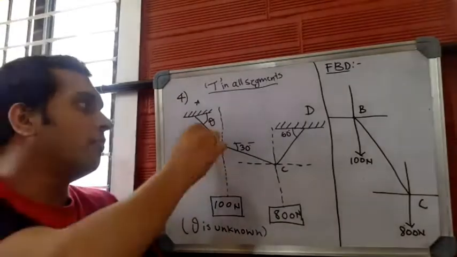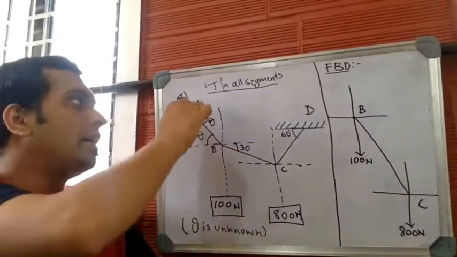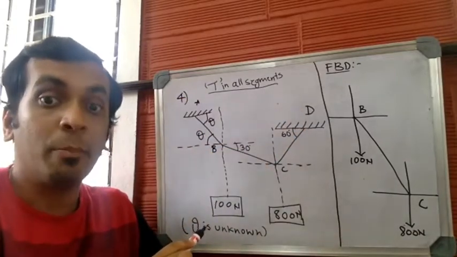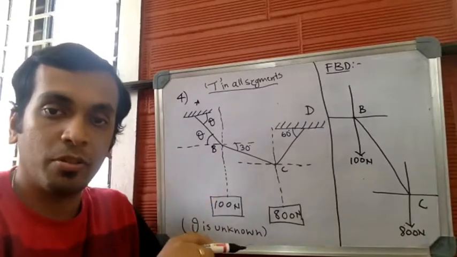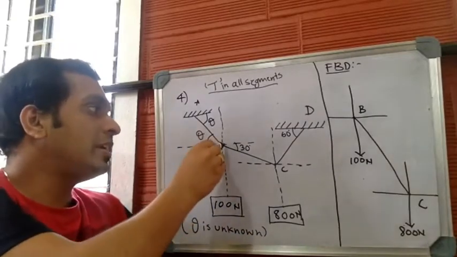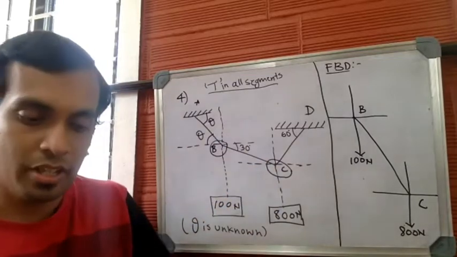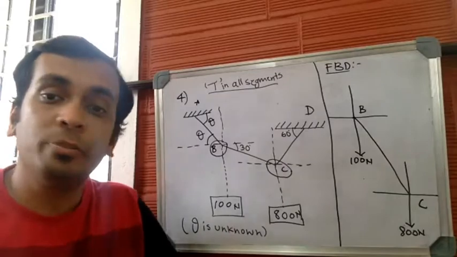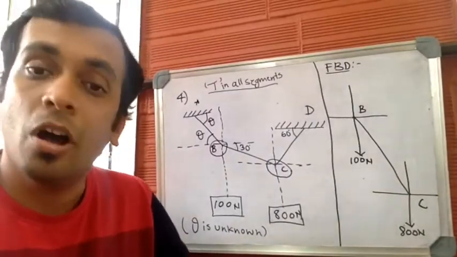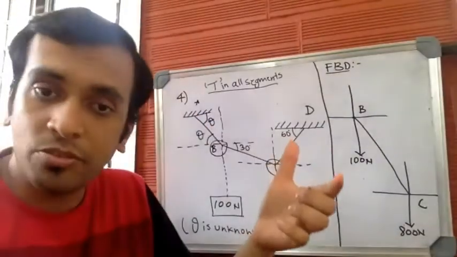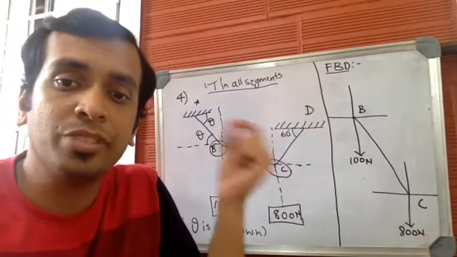You have 1, 2, 3 cable segments, and A and D are the supports. Step number 1 is always to identify the junction points. So B is one of the junction points and C is the other junction point. Once you identify the junction points, step number 3 is to mark the forces which run through all the cable segments. And when you mark the force, make sure that force always moves away from the junction points.